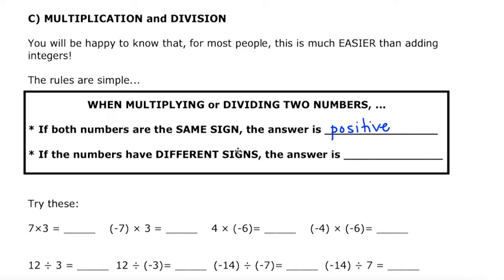And if the numbers have different signs, so one is positive and one is negative, the answer is always going to be negative. So let's go through some examples for that.